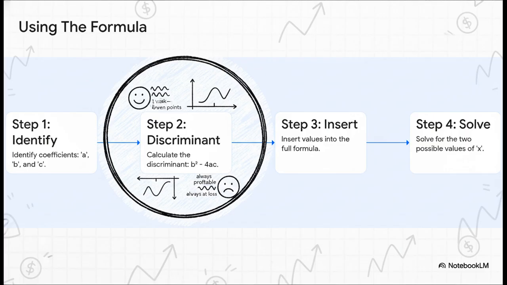In business terms, it means your profit curve never crosses the 0 line. That's either a dream scenario where you're profitable from the very first item you sell, or it's a nightmare scenario where your business is fundamentally unable to ever make a profit. The discriminant is a powerful diagnostic tool all by itself.